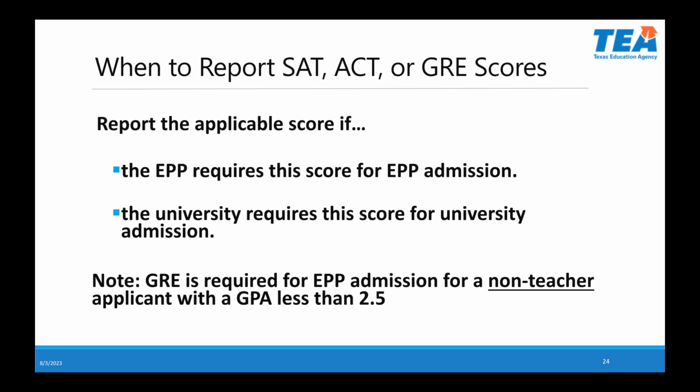To clarify, if your EPP collects SAT, ACT, or GRE scores, you must report them. This applies especially to university-based EPPs, as they are required to report these scores if the university itself mandates them for university admission. Additionally, if an EPP requires these scores for admission, such as the GRE score for a candidate with a GPA below 2.5 who is seeking admission into a non-teacher program, then reporting the score for the relevant candidate is mandatory.